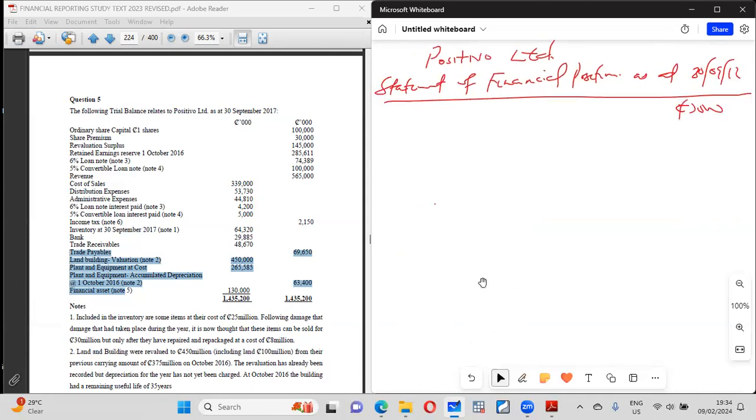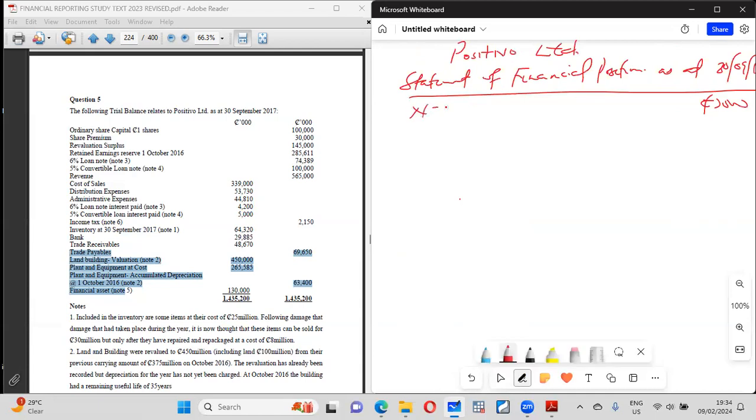I start with my NCA. I know definitely there will be PPE inside the question. I'll leave 3 spaces because I don't know what is left. I come to my CA. I know that inventory is there, I know that receivables is there. Trade receivables, bank. There may be other things, so I will leave 3 spaces.